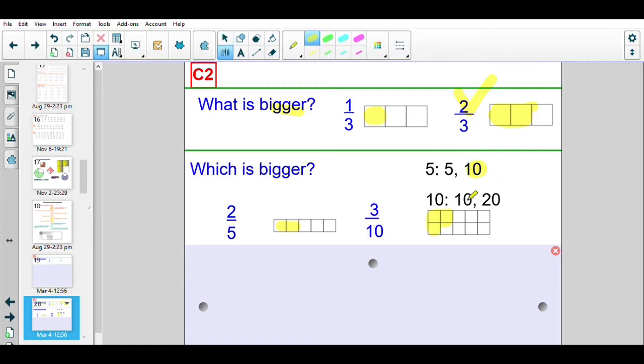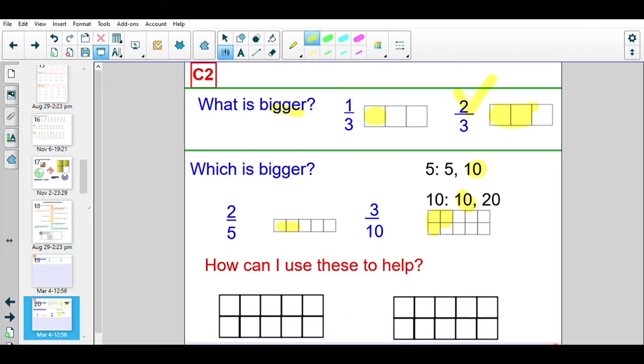I can see that 10 is their lowest common multiple, so I can divide my rectangles into 10 equal parts. Then I'm going to represent 2 over 5. It means out of 5, I'm going to shade 2. And again, I'm going to do the same for the second part. Then I'm going to represent 3/10. Now, the question is asking which one is bigger, and we clearly can see 2/5 is bigger.